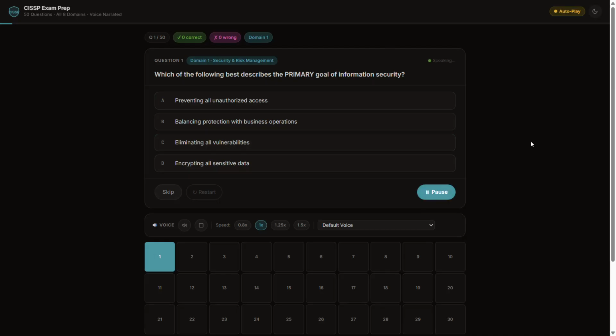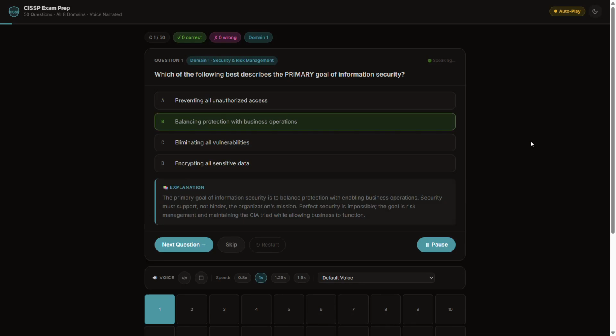Question 1. Which of the following best describes the primary goal of information security? Options: A. Preventing all unauthorized access. B. Balancing protection with business operations. C. Eliminating all vulnerabilities. D. Encrypting all sensitive data.